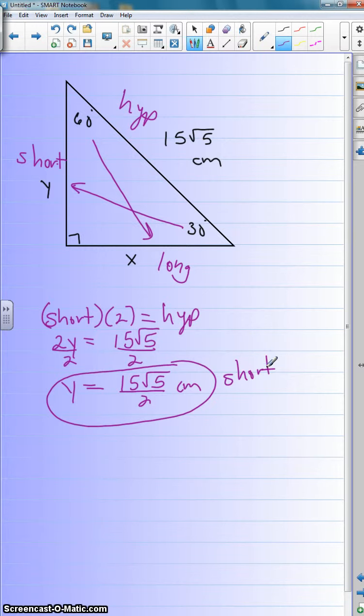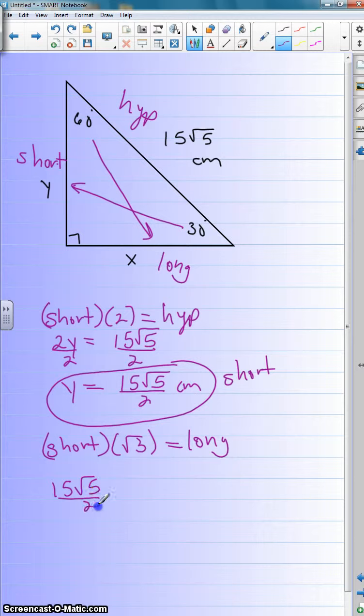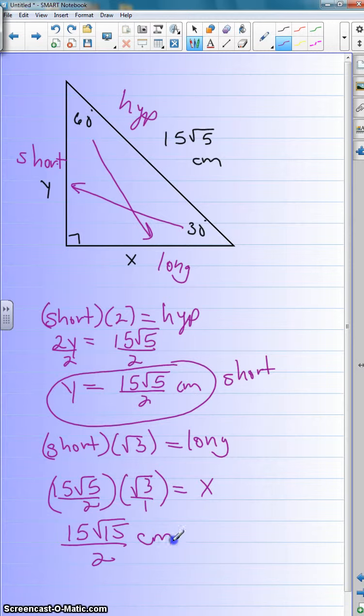Now, the formula says take the short times the square root of 3, and you will have your long. So I'm going to take my 15 square roots of 5 over 2. I'm going to multiply by the square root of 3 over 1, if that helps you, and it will equal my x, or my long. So that is 15 square roots of 15 all over 2, because 2 times 1 is 2 centimeters, and that is my long leg.